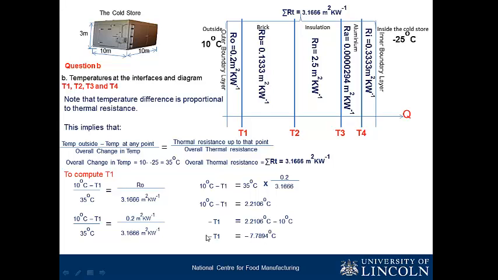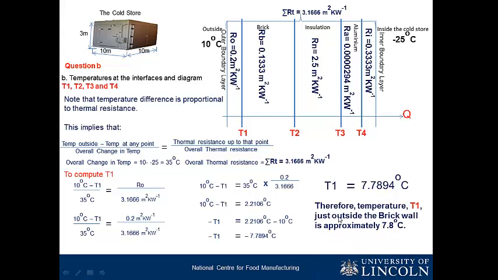So we have minus here. We cancel out the minus sign. So we have our T1 to be 7.7894. The implication of that is the temperature just outside the brick wall here is approximately 7.8.